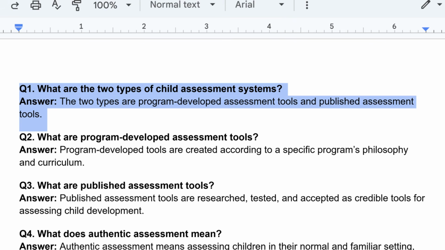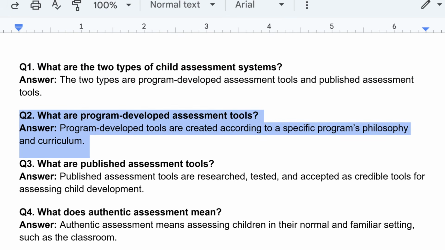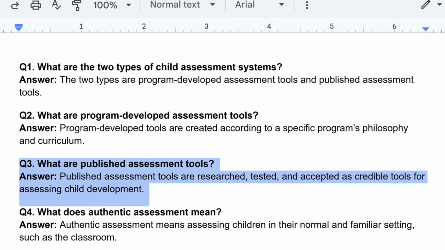What are the two types of child assessment systems? The two types are program developed assessment tools and published assessment tools. What are program developed assessment tools? Program developed tools are created according to a specific program's philosophy and curriculum.